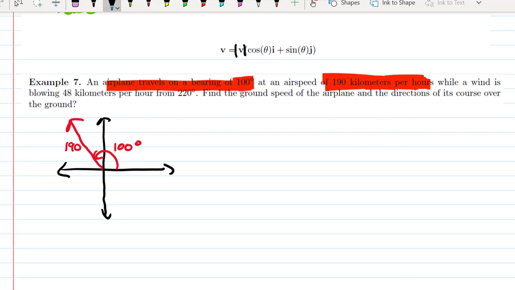We then have the wind blowing 48 kilometers per hour from 220 degrees. So we have to be a little careful with that. We have 220 degrees, and it is 48 kilometers per hour. But it's not blowing to that angle, it's blowing from that angle. So we'll take care of that in just a second.